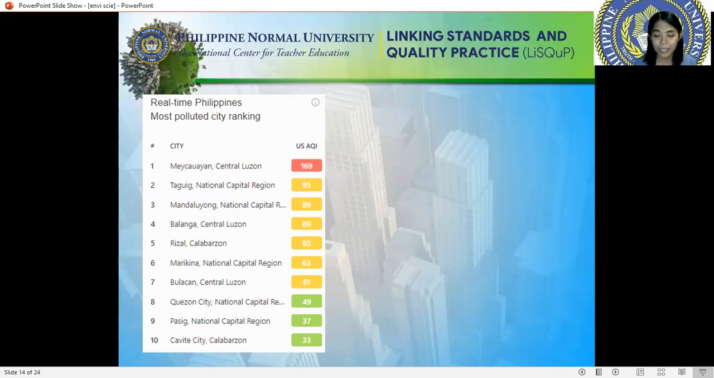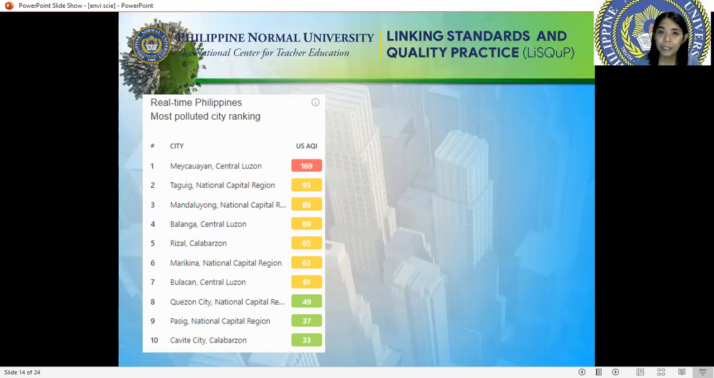recorded as the 30th city in the Philippines, followed by Taguig City with moderate, Mandaluyong, Balanga, Rizal, Calabarzon, Marikina, Bulacan. Quezon City is good, Pasig good, and Cavite, Calabarzon is good. So meaning to say the air quality in these areas, Quezon City, Pasig, and Cavite, is good. And then the dirtiest city recorded is Meycauayan, Bulacan.